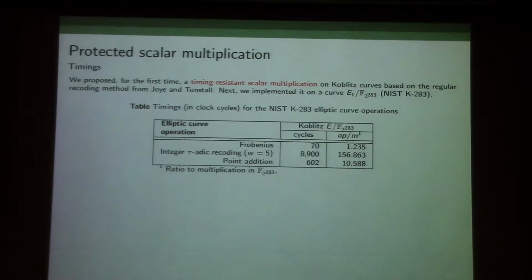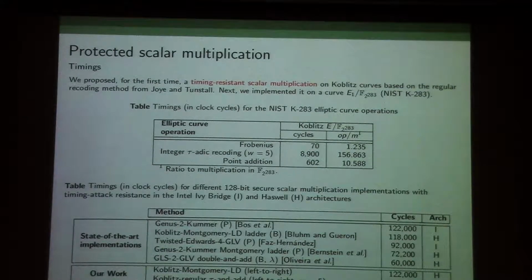So this is the time for the main operations on the curve. We do the Frobenius endomorphism, which is very, very fast, just 70 cycles. And we do the recoding using the window NAF equals 5. It's about 9,000 clock cycles, but we just need to do it once. And the point addition, which are the only 3 operations that we need to perform the scalar multiplication. So with our times, we got the speed record for time-protected scalar multiplication over Koblitz curves.